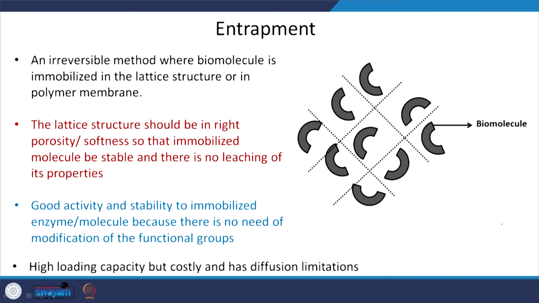entrapment. Entrapment is also an irreversible process where the bio molecule is immobilized in the lattice structure of a polymer membrane. What it means is you have a polymer where these molecules are embedded everywhere, and this polymer has to be porous. If it is porous, then the analyte will tunnel through, reach these molecules, and there will be a change in signal. So, that is how a sensor based on entrapment works.